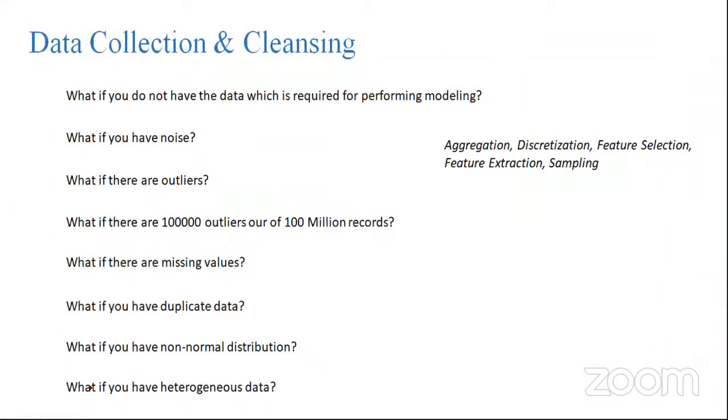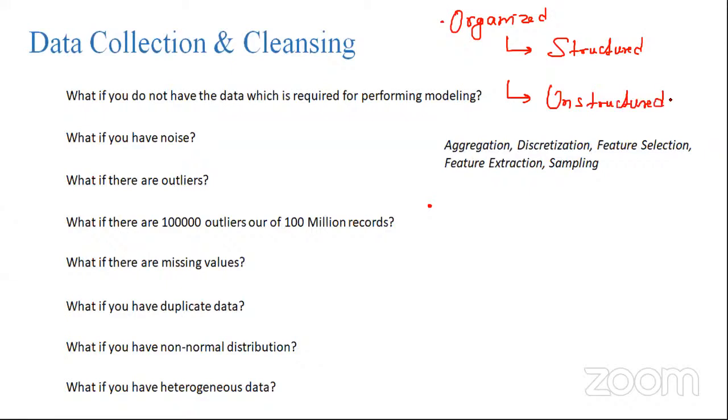Now, as I said, data is at the core. Based on how data is organized, we can classify any data into two types: structured data and unstructured data. So based on organization, how a data is organized: structured, unstructured data.